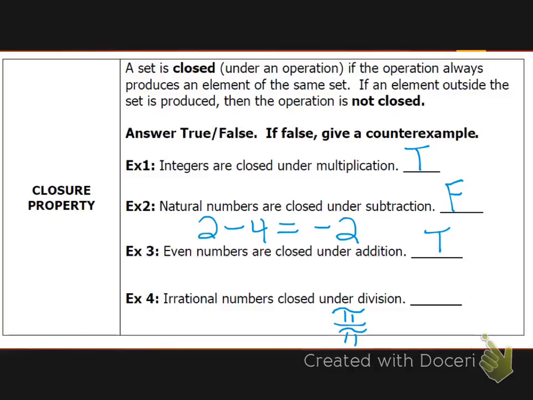That's two irrational numbers. If you take pi divided by pi, it's just like any time you do something like 5 divided by 5 or 4 divided by 4. Whenever you take a number divided by itself, you're going to get 1. So that means this is false, because I just proved that I can divide two irrational numbers and end up with a rational number, not an irrational.